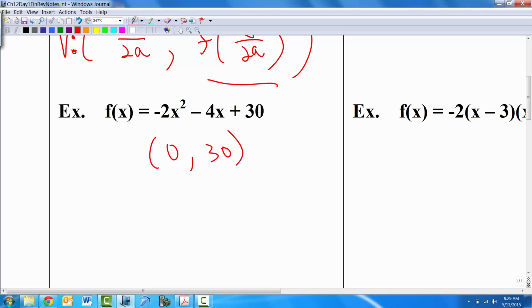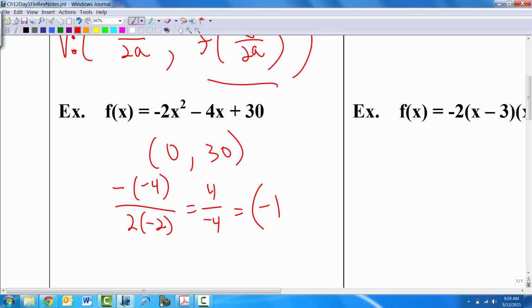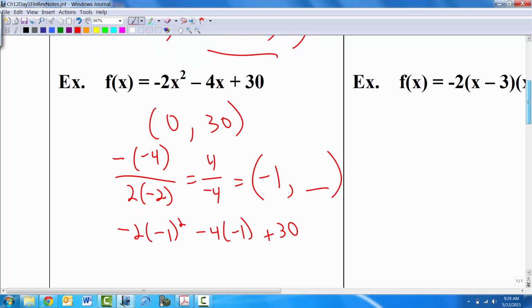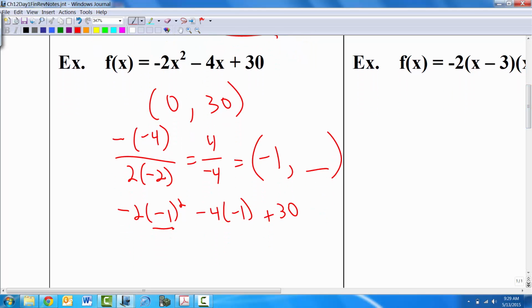All right, and then just to get the vertex, you would do negative b over 2a. And then this gets the ball rolling for what happens in this quadratic. So you got negative 1 as the x-coordinate. What is the y-coordinate? Well, given any x-coordinate, you have to plug it in. Now, I had a rough time with plugging in and evaluating, and that caused a lot of issues. So be very careful that you do exponents first.